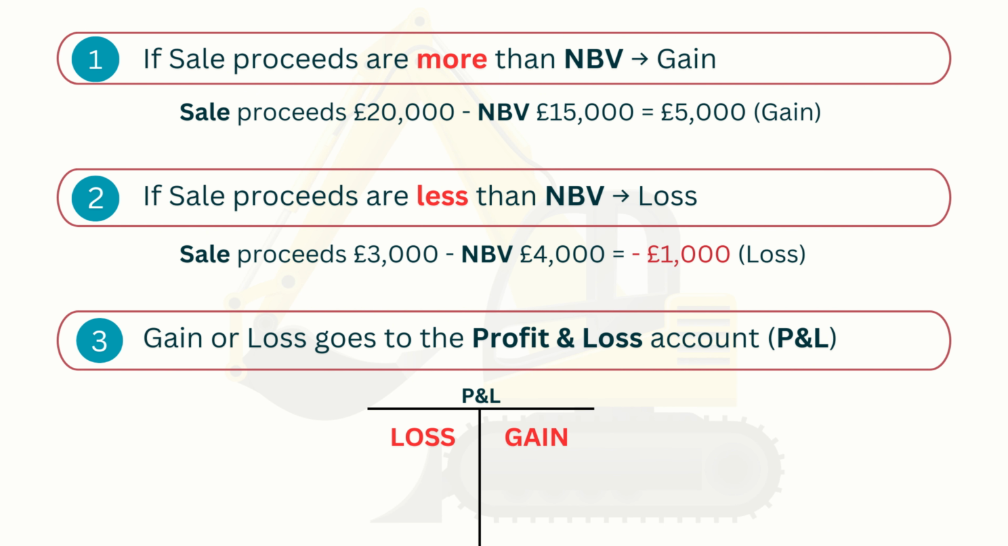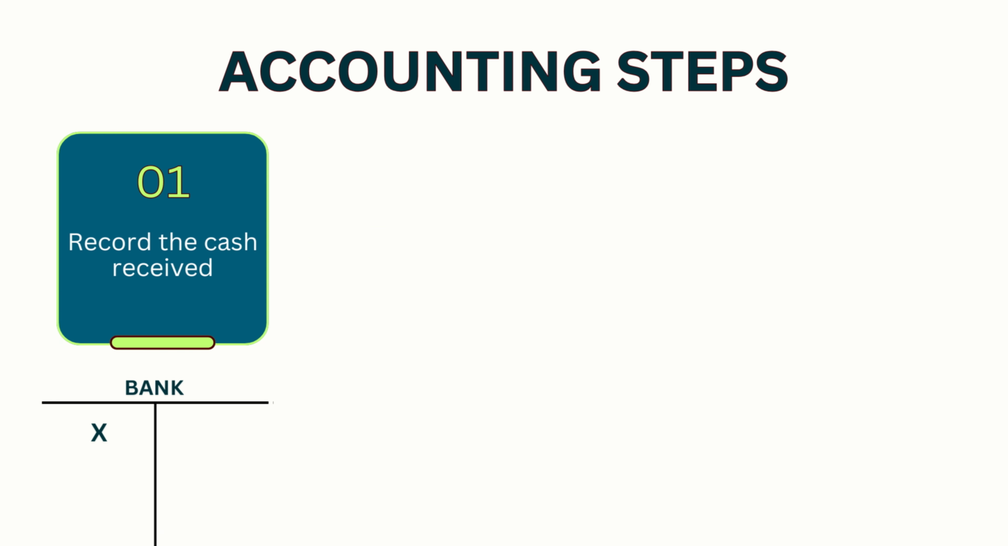So a loss happens when an asset is sold for less than its net book value. Any gain or loss goes to the profit or loss account in the period in which the asset is sold. Gains appear on the credit side of the profit or loss account. Losses appear on the debit side of the profit or loss account. Now let's go through the 4 accounting steps, in order. These steps are the same whether the question gives a gain or a loss.